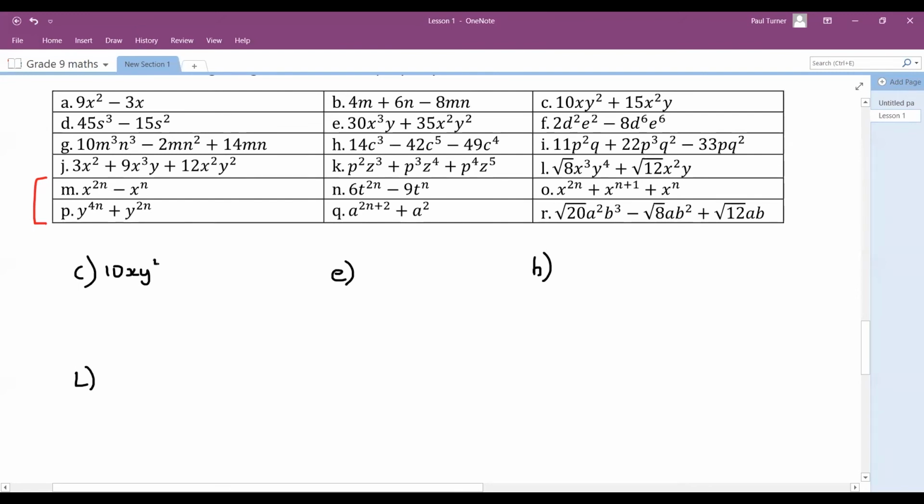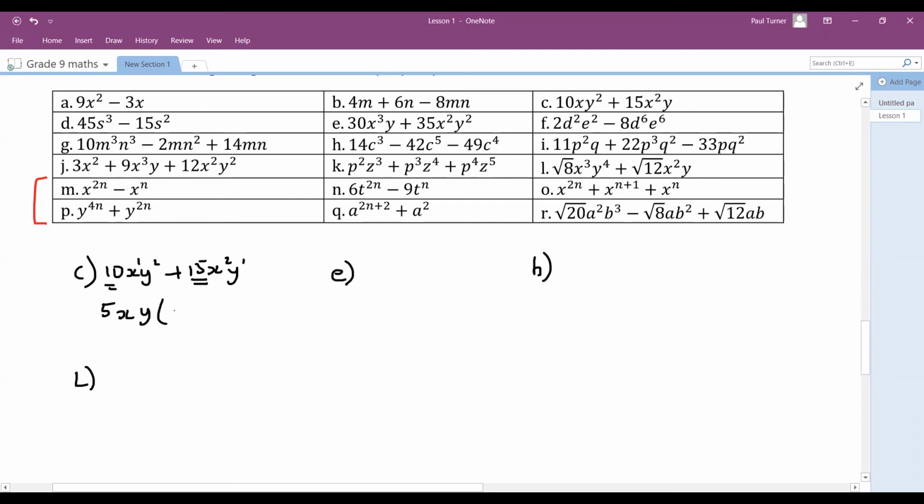So we've got 10xy squared plus 15x squared y. So if you're looking here, you've got 10 and 15. So a common factor would be 5. So we're going to have 5. We've got an x here. We have an x squared here. So take out the lower power, which is the x. We have a y squared here and we have a y. So take out y. So 5xy here would be your common factor.